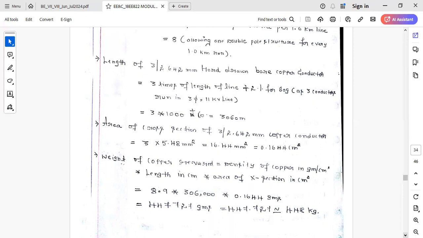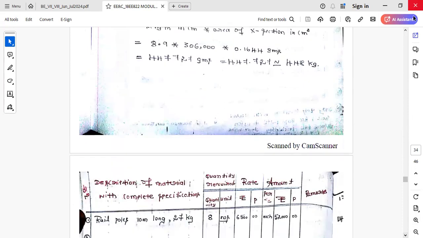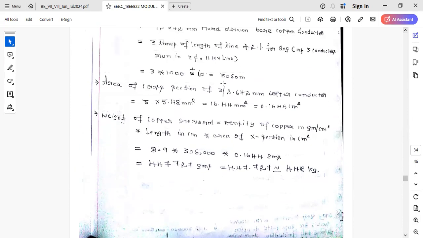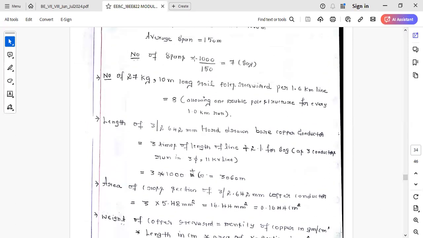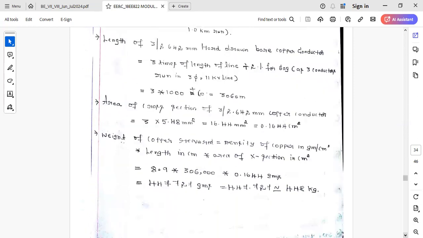Now multiply everything and you are going to get 44727 grams. To convert from grams to kg, divide by 1000: 447.727, approximately 448 kg. This is how we need to do the calculation. Here, we need to do the calculation for the number of poles. The number of spans is the number of poles, and then we calculate the length of the conductor, the area of cross section and the weight of the conductor. We need to calculate these things.